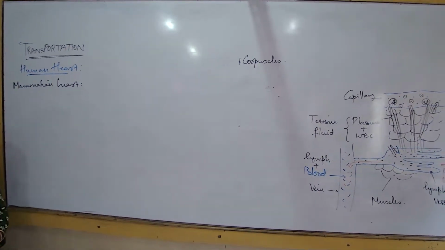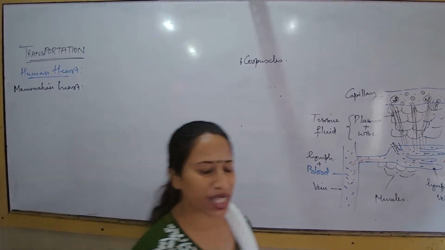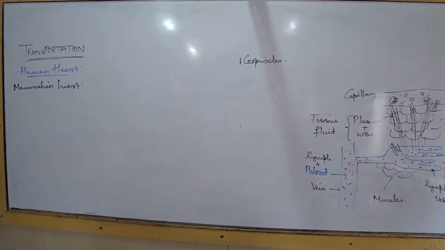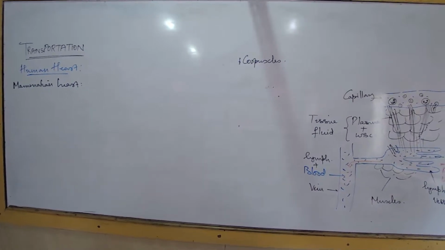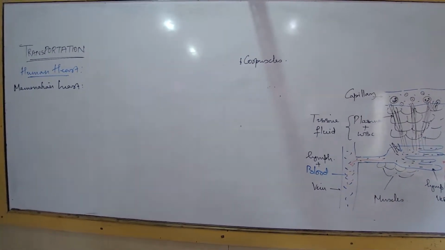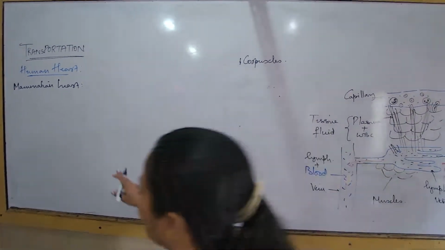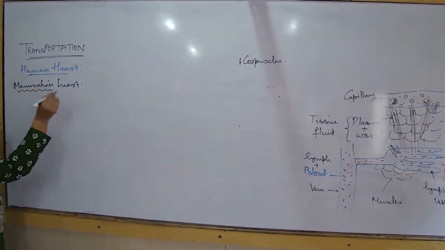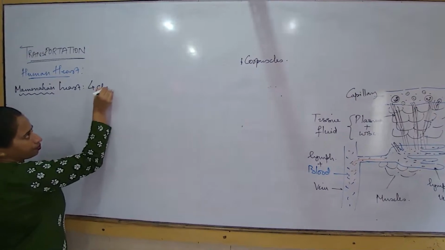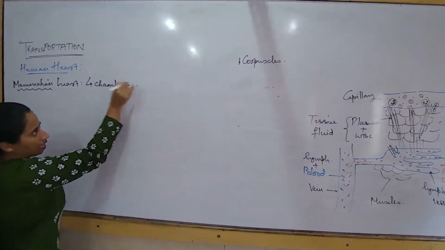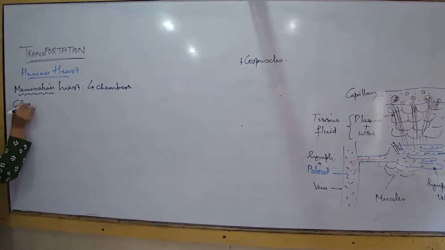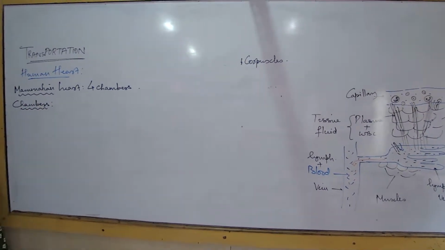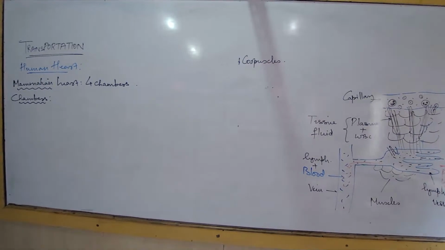Why are we using the word mammalian? Because a major feature of the mammals, or the heart of the mammals, is that the heart is made up of 4 chambers. That's the first feature to start with. The mammalian heart has 4 chambers. Let us talk about the chambers first of all. What are chambers here of the heart to understand?